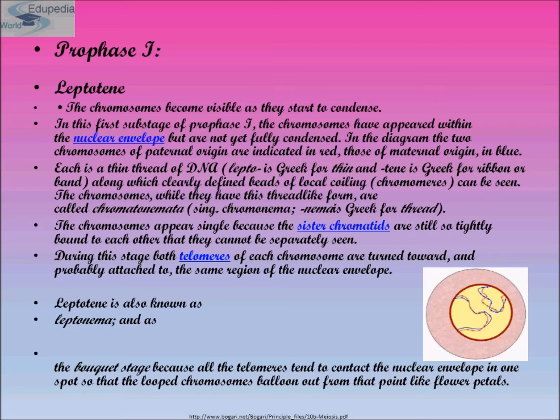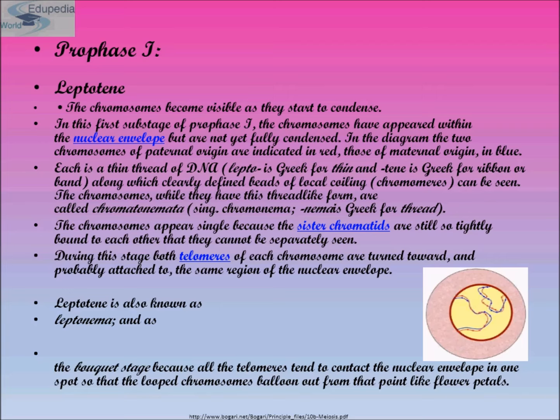Each is a thin thread of DNA. Lepto means thin and tene means a ribbon, along which clearly defined beads of local coiling can be seen. The chromosomes, while they have this thread-like form, are called chromonemata, and the chromosomes appear single because the sister chromatids are still so tightly bound to each other that they cannot be separately seen.